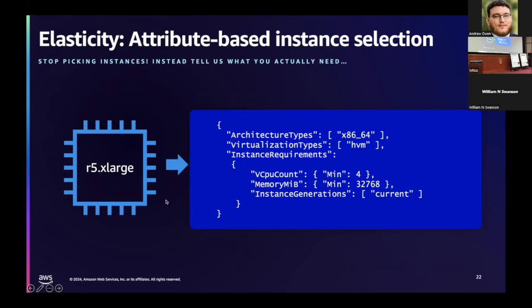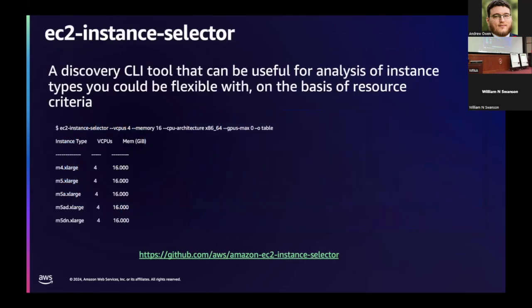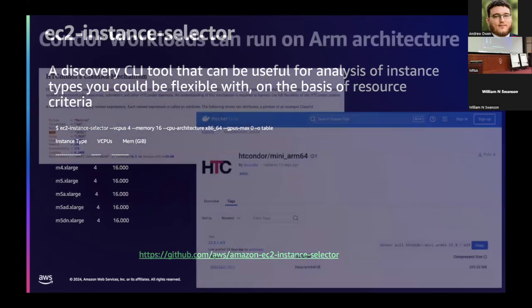So rather than specifying the instance name, you can specify the minimum number of vCPUs and memory that your application requires, and those APIs will in turn go and pick the right instance for you, right? We also made this tool available as an open source project. So you can certainly use this to fine-tune your instance selection as a part of your Condor configuration.